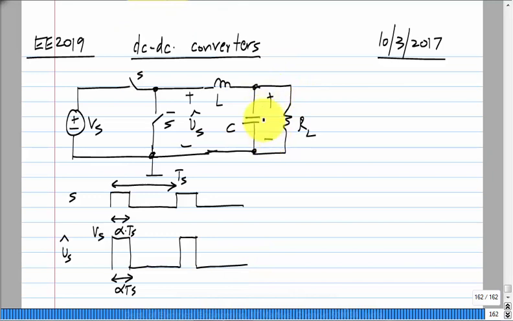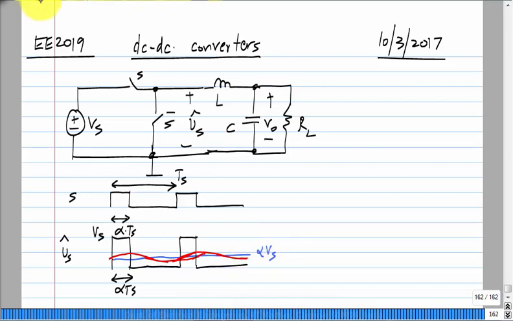And if you look at the output Vo, what will it be? It will be almost a DC, which is equal to alpha Vs, but it will have some ripple around it, and we will later calculate, if we have time, the ripple. It will look something like this. Okay. So there will be a small ripple.